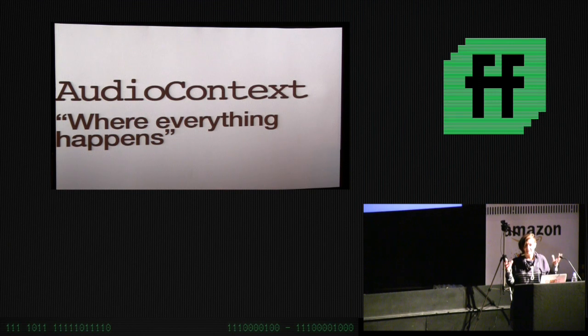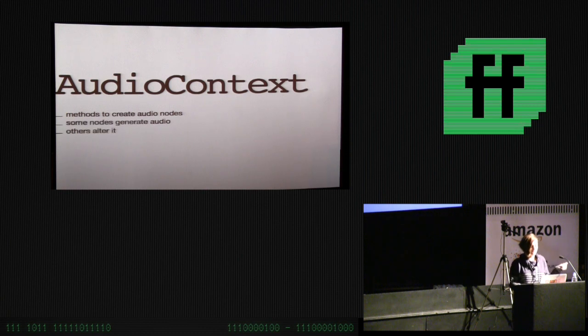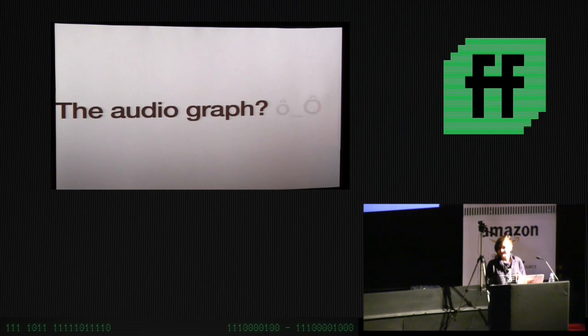It's like a canvas context. Everything is running inside this little box. And you can actually have more than one audio context per page, but generally you just have one. Once you get the audio context, you get methods to create audio nodes. Some nodes generate audio, some others alter it, and some others let you examine what's going on. And they all together form the audio graph. The audio graph? What?